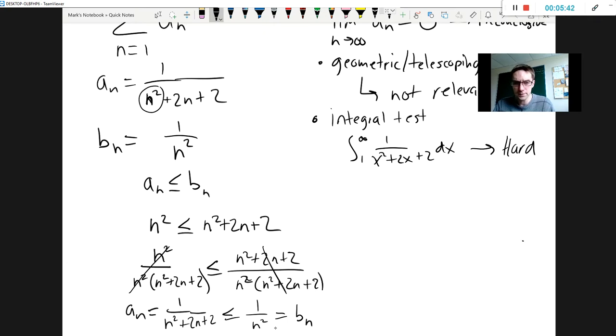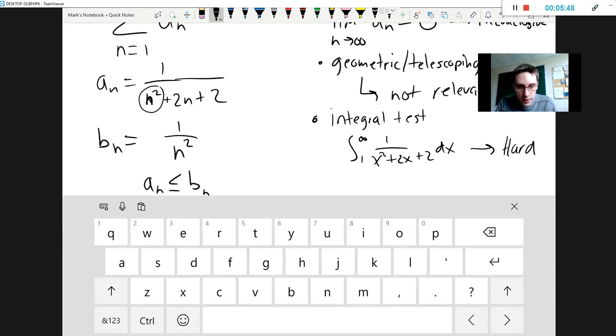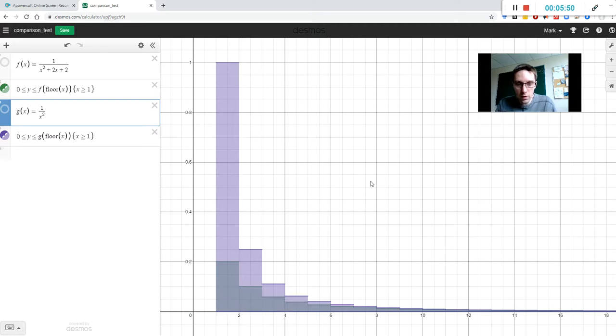Okay? All right. So we found a useful thing to compare to. We can compare AN and BN. And let's go back to our picture. And what I want you to notice is not only are the individual terms of the green series smaller than the purple one, but that means that the area represented by the series that is green is smaller than the one represented by the purple one. Okay? So if each of the individual rectangles is smaller, then the total area must be smaller as well.